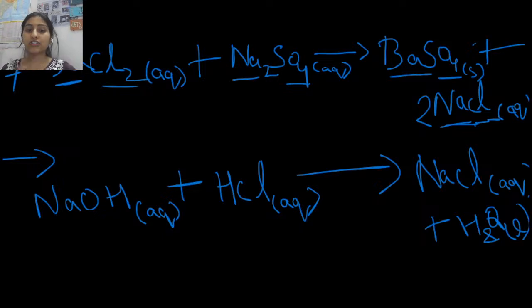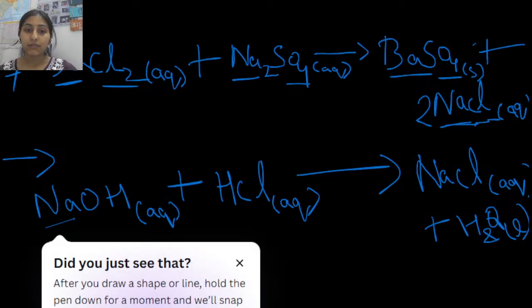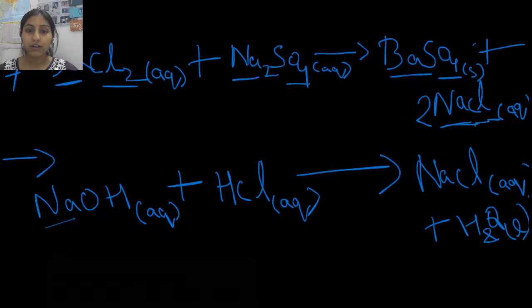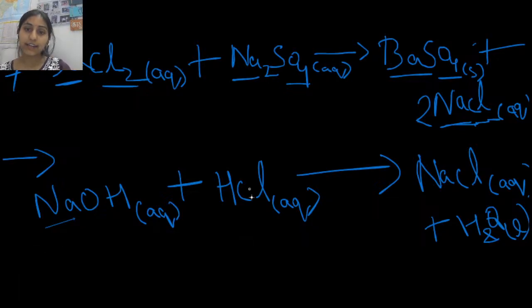Okay, so let us just check if the reaction is balanced. Sodium hydroxide has one atom over the reactant side and one atom over the product side as well.